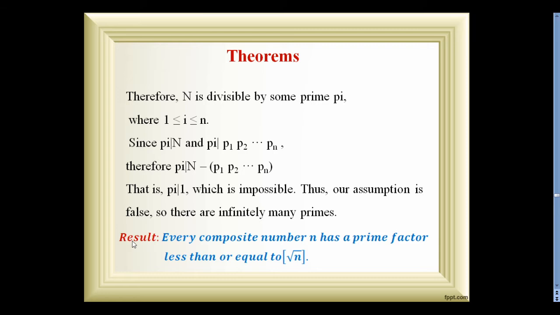So the result of this theorem: every composite number n has a prime factor less than or equal to root n.